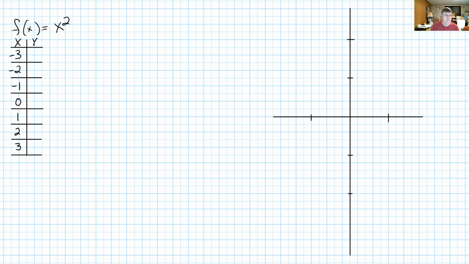Okay. All right, so here we have a basic second degree or quadratic function, f of x equals x squared, which could also be written y equals x squared. And what I want to do is create a table of values that we can use to graph. So let's say that x is -3.